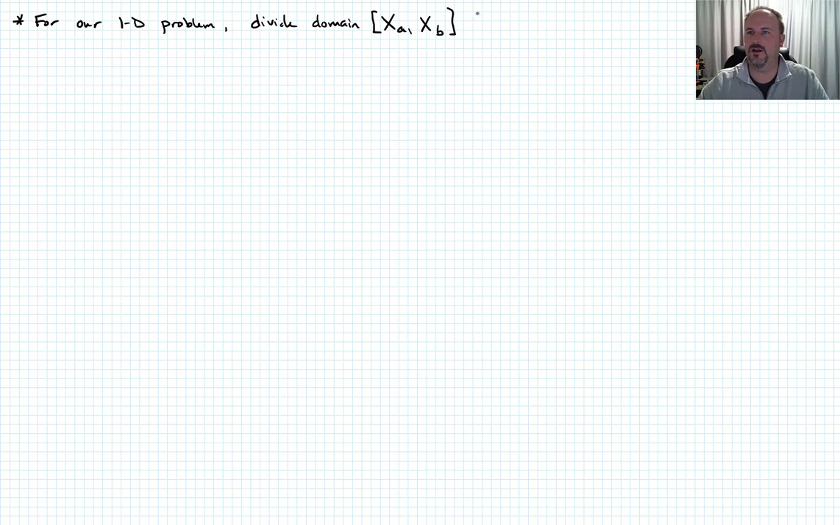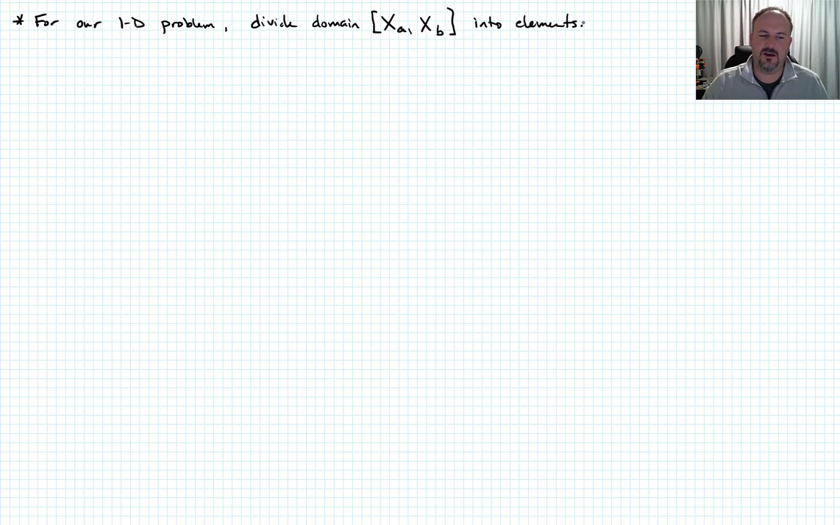So obviously, the meshing is easy. For our 1D problem, we're going to divide the domain from xa to xb into elements. Obviously, the elements are connected at the nodes.